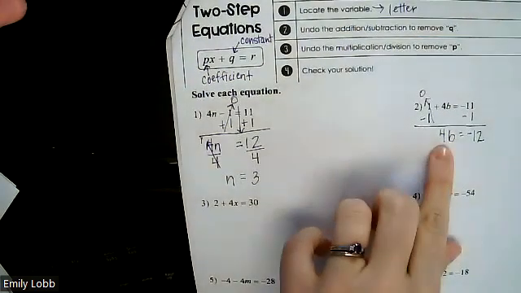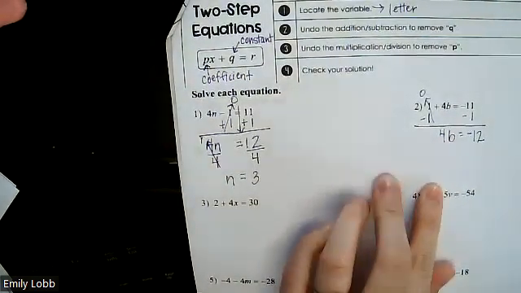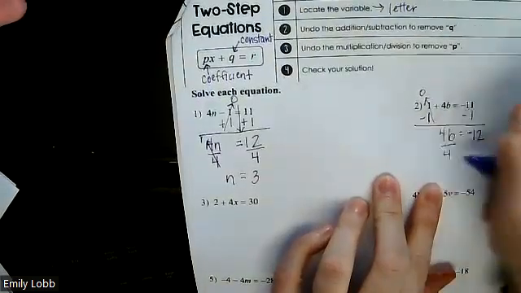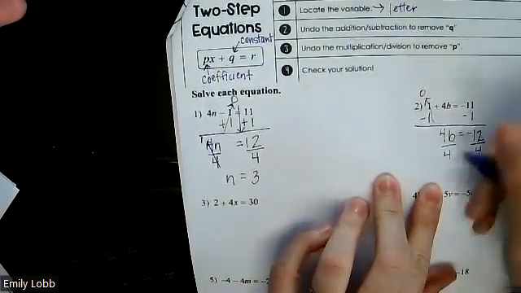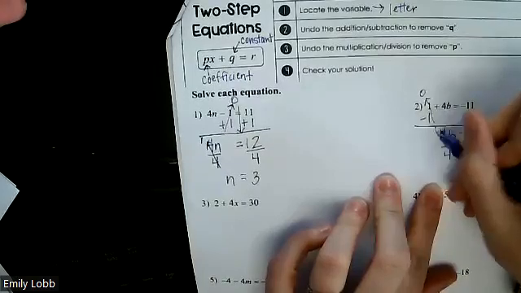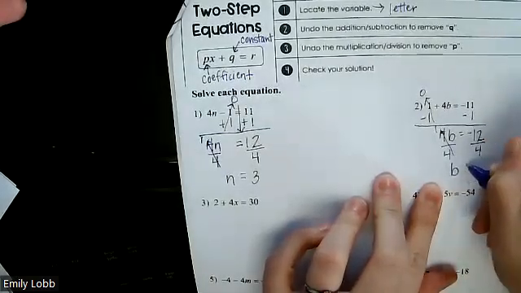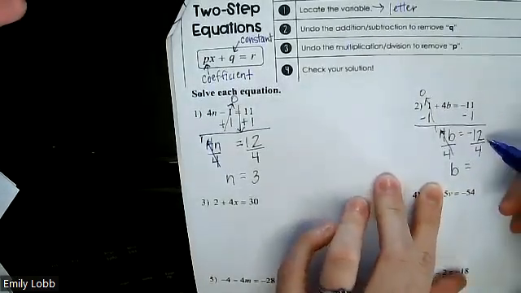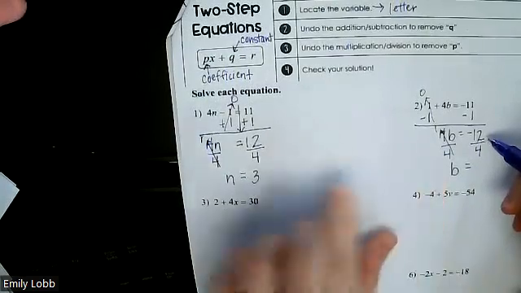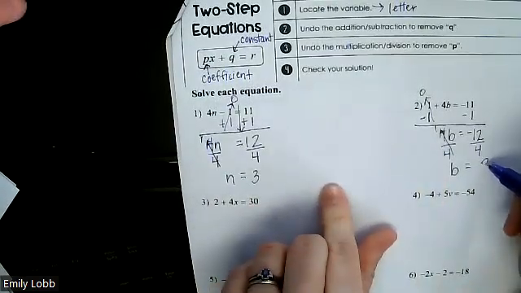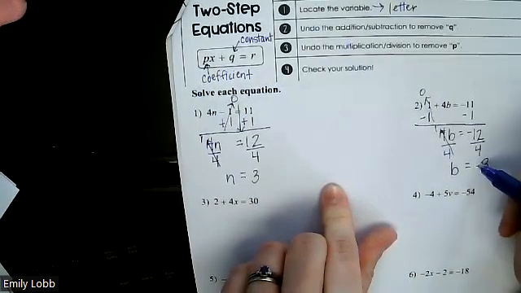How do I get rid of my 4 here? Divide both sides by 4. So 4 divided by 4 is 1. 1b is just b. That's what we wanted to happen, right? And good. We knew 12 divided by 4 was 3, but here our signs are different, so it's negative.